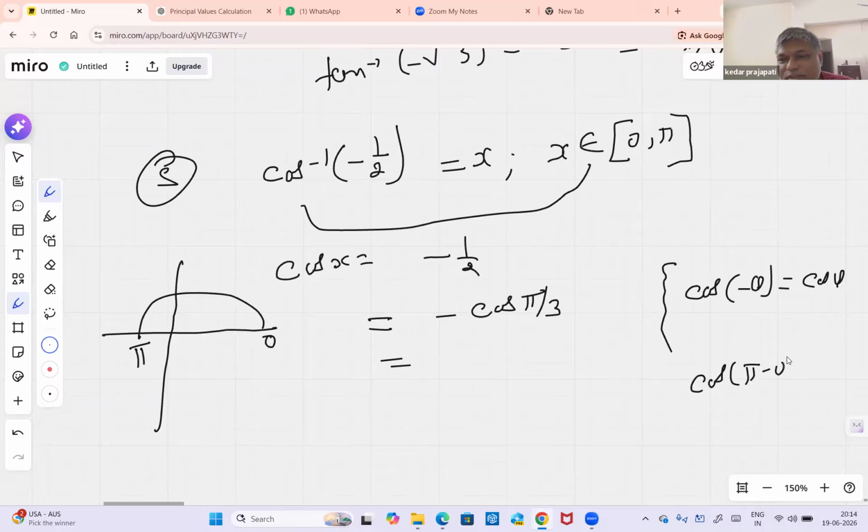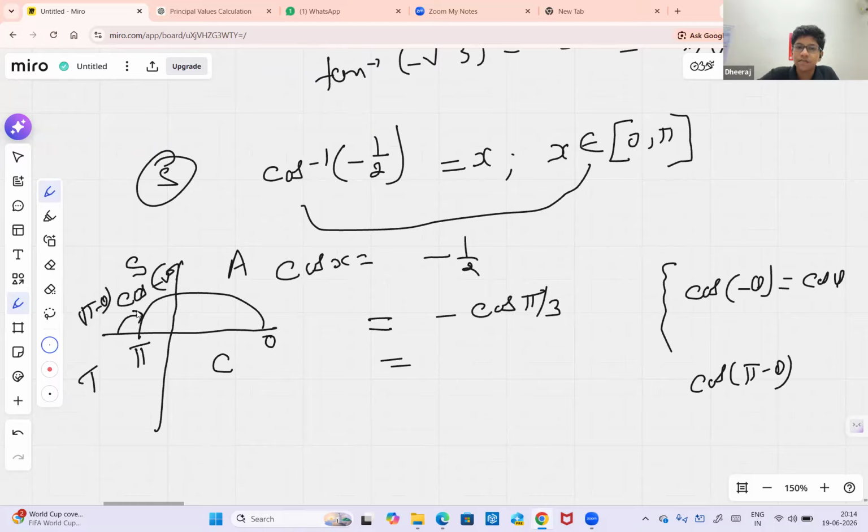Cos of pi minus theta means, see, this is for all students 10 plus, in this quadrant cos is negative. So if I write pi minus theta, it will come in this quadrant only. So cos of pi minus theta is minus cos theta. So we can write it like this.